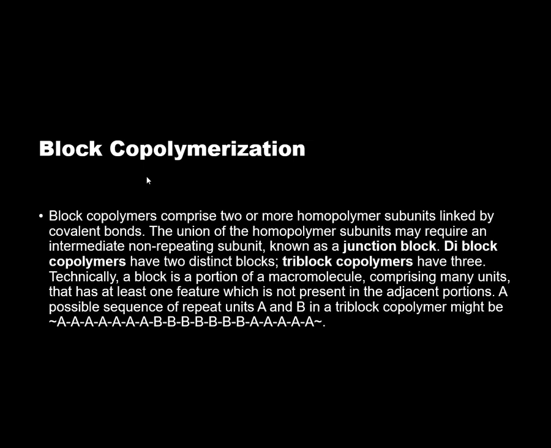Diblock copolymers have two distinct blocks. Triblock copolymers have three, and technically a block is a portion of a macromolecule comprising many units that has at least one feature which is not present in the adjacent portions. A possible sequence of repeating units A and B is a triblock copolymer.